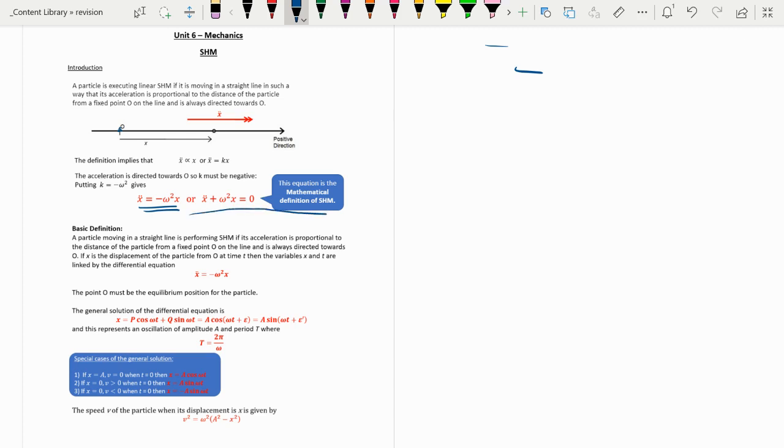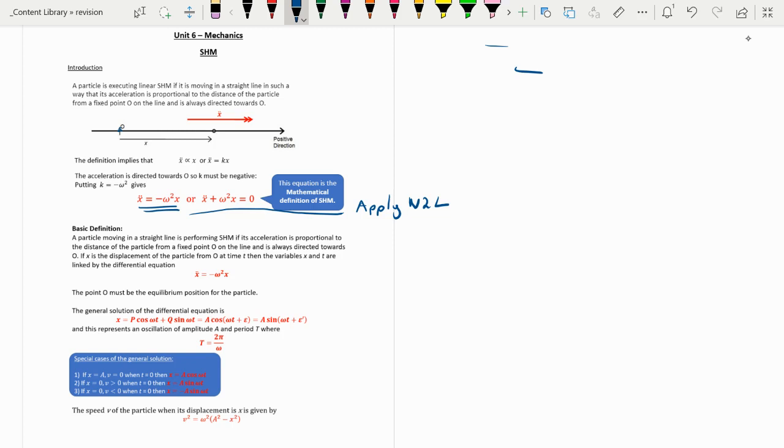To get this, we're going to apply Newton's second law, and then we're going to rearrange it and solve it from there, until we can get it to look like that. So that's the key bit with simple harmonic motion, and that's our basic definition.